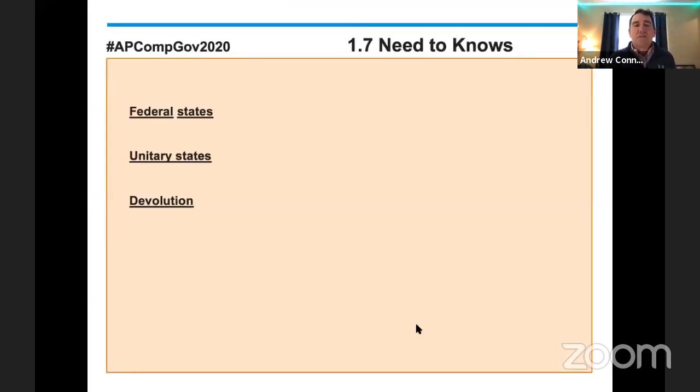So today, there are 3 critical words that you have to know about topic 1.7, and that's the difference between a federal state and a unitary state. And we'll also look more closely at this word devolution, which is a word that we look at when we talk about the distribution of governmental powers, specifically in the United Kingdom.